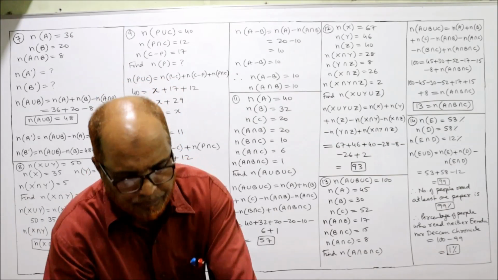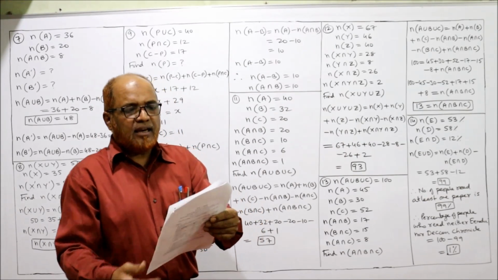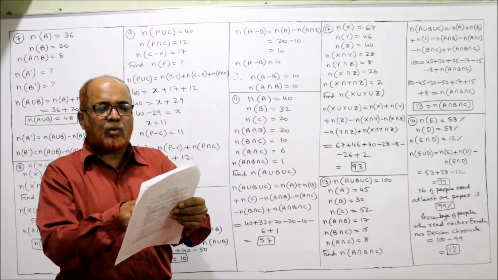Now 13th problem. See the 13th one. N of A union B union C is equal to 100.